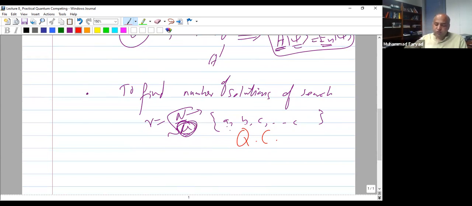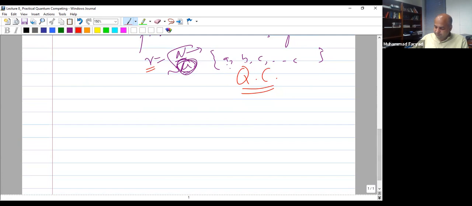In the first step, we use a quantum phase estimation or quantum counting algorithm to find the number of solutions. And then once we know what this value of R is, we can run Grover's algorithm to actually find those solutions. And there are actually many other applications of this algorithm as well.